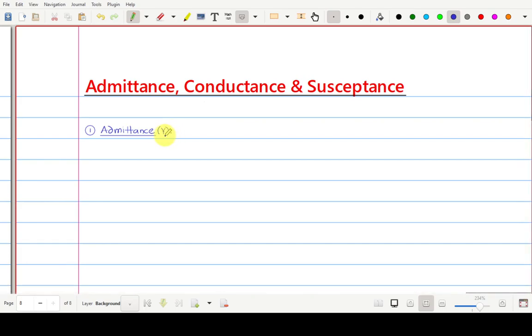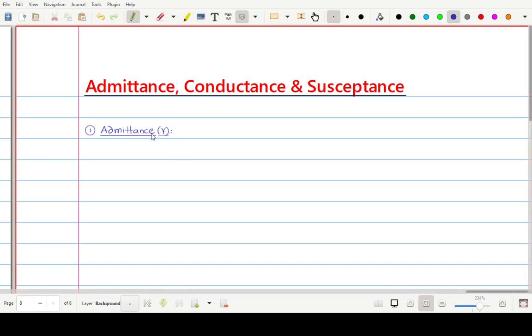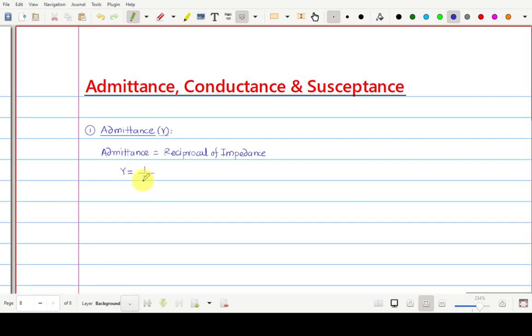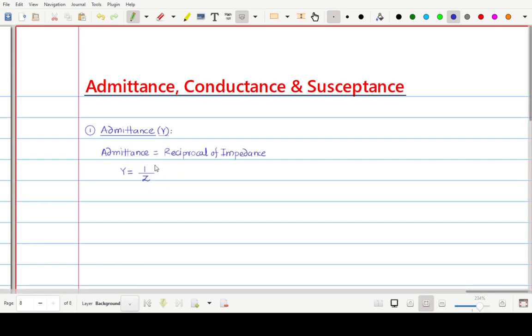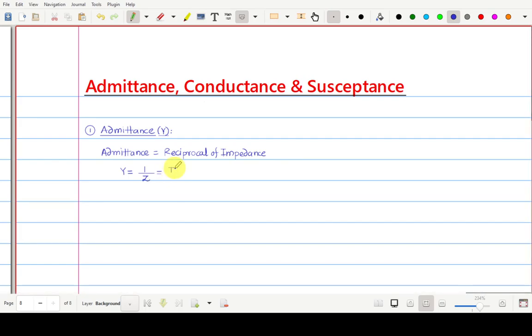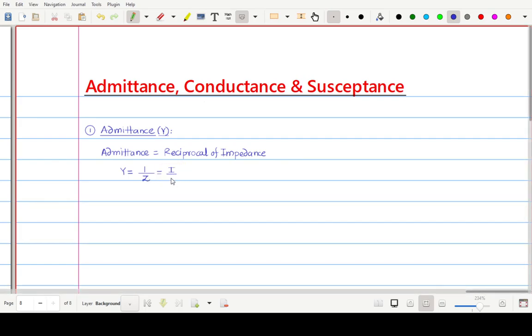As per definition, this admittance is nothing but the reciprocal of impedance. So we can write, admittance Y is equal to reciprocal, means we have to write 1 by Z. This is the formula of admittance. Now what is impedance? Impedance is nothing but voltage upon current. Since this is reciprocal, we get admittance as I divided by V. So it is exactly opposite of impedance.